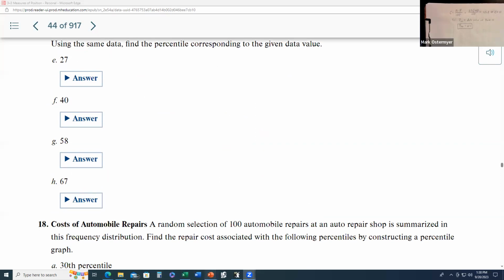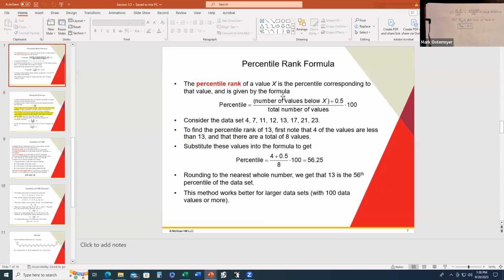Well, let's go back to our PowerPoint presentation here. Now we're going to have to use this formula to find what percentile 67 is. So we have to count how many observations are below 67, add 0.5 to that, divide by the total number of observations in the data set, and multiply by 100, and therefore we will be able to determine what percentile value we will have. Okay, so that's the formula you have to use for this next question. Number of values below 67 plus a half, divided by the total number of observations in your data set, times 100. All right, go ahead and do that.